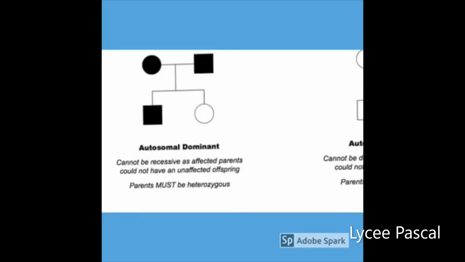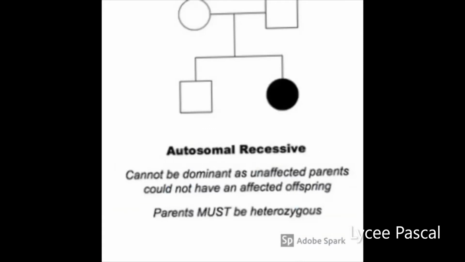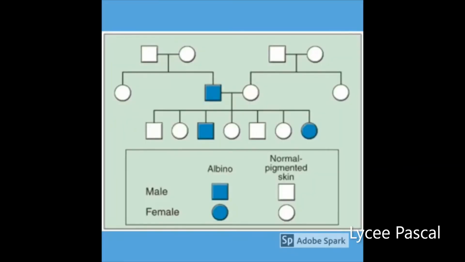So this is an example of an autosomal dominant pedigree. We see that we have affected parents and we have a normal child. This is an example of an autosomal recessive pedigree, like we see here that the parents are normal but they have an affected child. So let's start with an example.